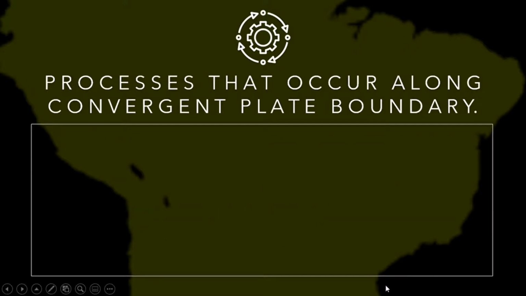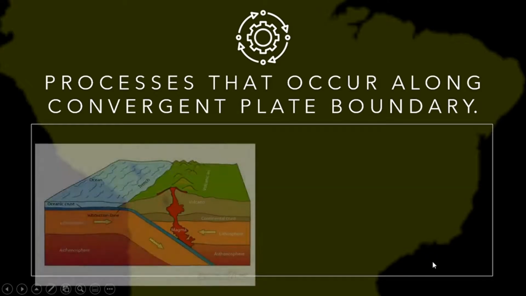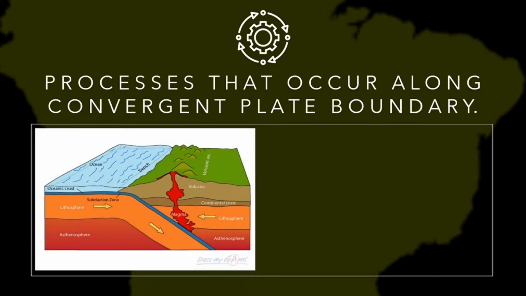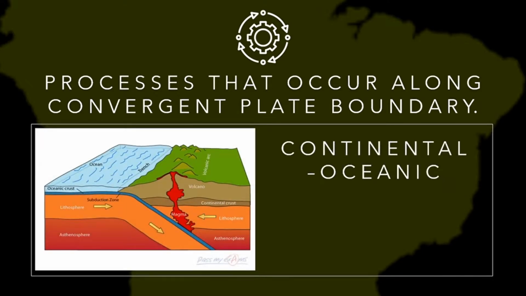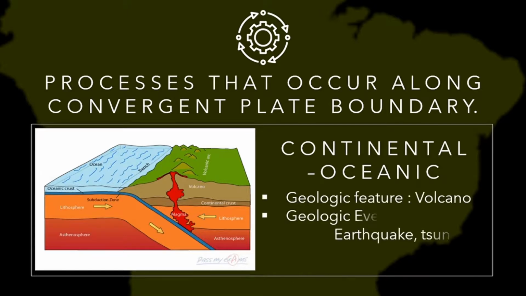The last type is the collision between continental and oceanic plate. In this type of convergent plate boundary, subduction also happens. It is because the oceanic plate is denser than the continental plate. When oceanic and continental plates collide, the oceanic plate subducts underneath the continental plate, resulting in the formation of volcanoes or volcanic arcs.